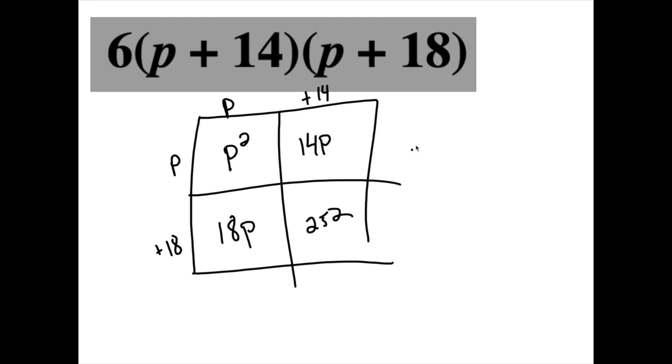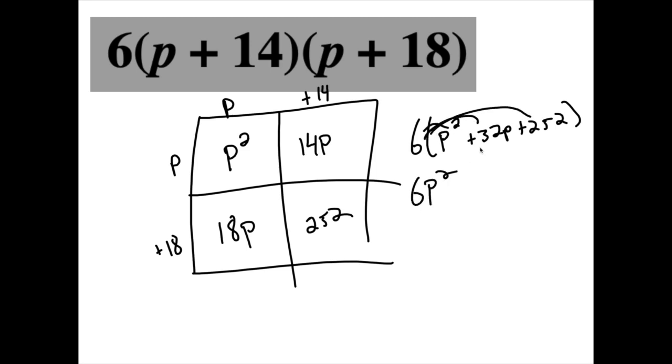So combining these, now we have to drop in the 6 because it's not just a 1. P squared plus 32P plus 252. And now we need to distribute the 6. So 6P squared. I recommend you use a calculator for this. When you do 6 times 32, you get 192P. And when you do 6 times 252, you get 1512.